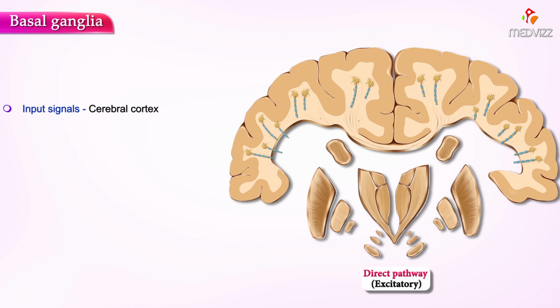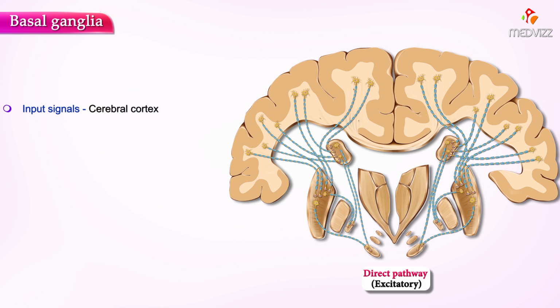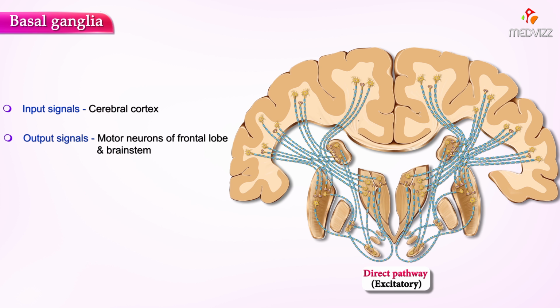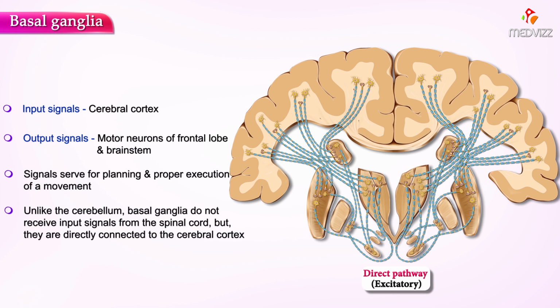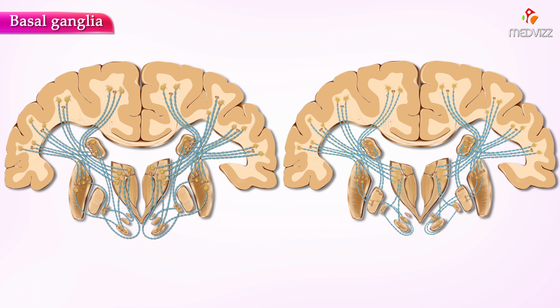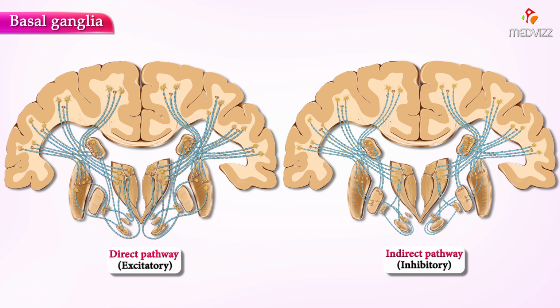Input signals from the cerebral cortex are received and processed within the basal ganglia. After that, they create a focused output signal that ends up within the motor neurons of the frontal lobe and the brainstem. These signals serve for planning and proper execution of a movement. Unlike the cerebellum, the basal ganglia do not receive input signals from the spinal cord, but they are directly connected to the cerebral cortex. From the striatum, the two main pathways of the basal ganglia arise, which are called the direct and indirect pathways.